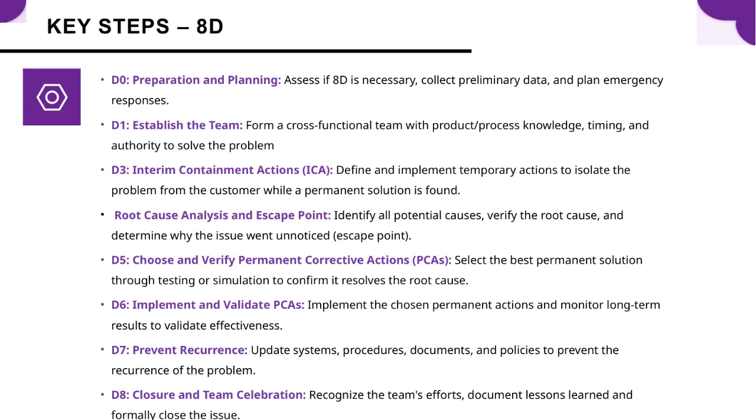Then, we move to interim containment actions, or ICA. These are temporary measures we put in place to isolate the problem from the customer while we work on a permanent fix. It's all about minimizing impact as we investigate further.